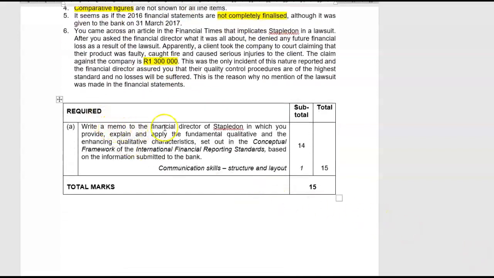Write a memo once more to the financial director of Stapledon in which you provide, explain, and apply the fundamental qualitative and the enhancing qualitative characteristics set out in the conceptual framework of the International Financial Reporting Standards based on the information submitted to the bank. Good.